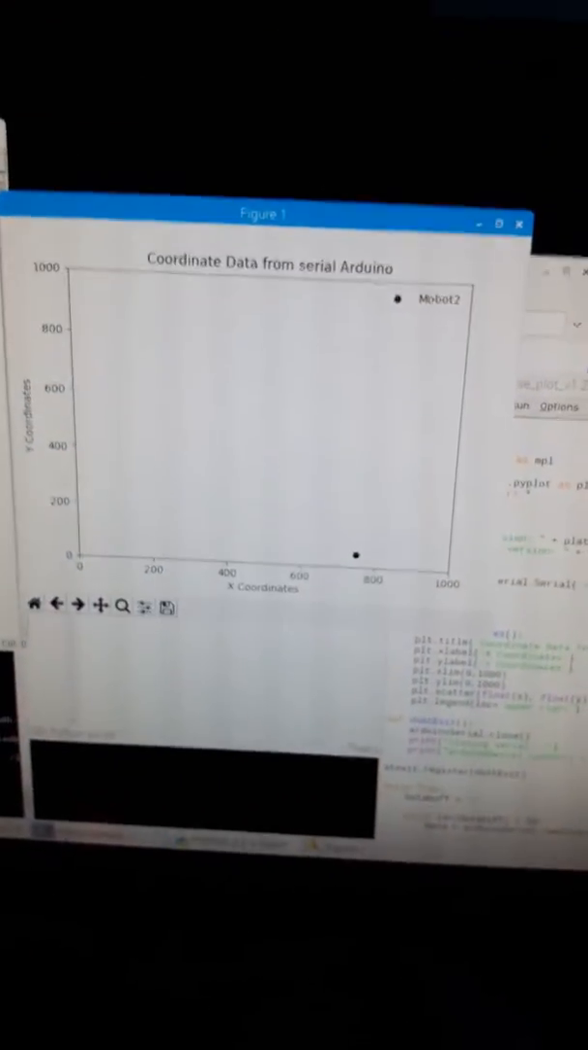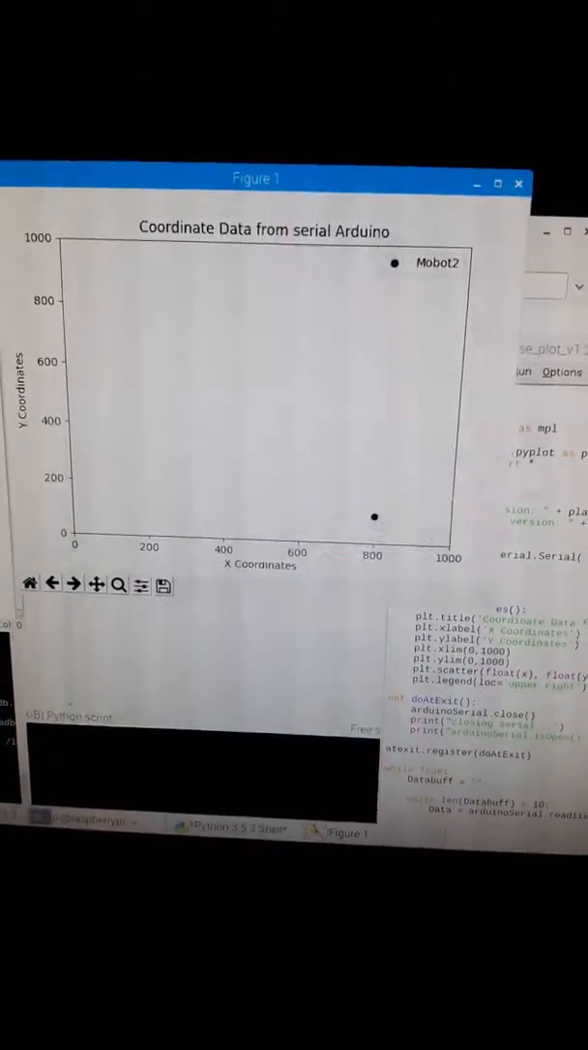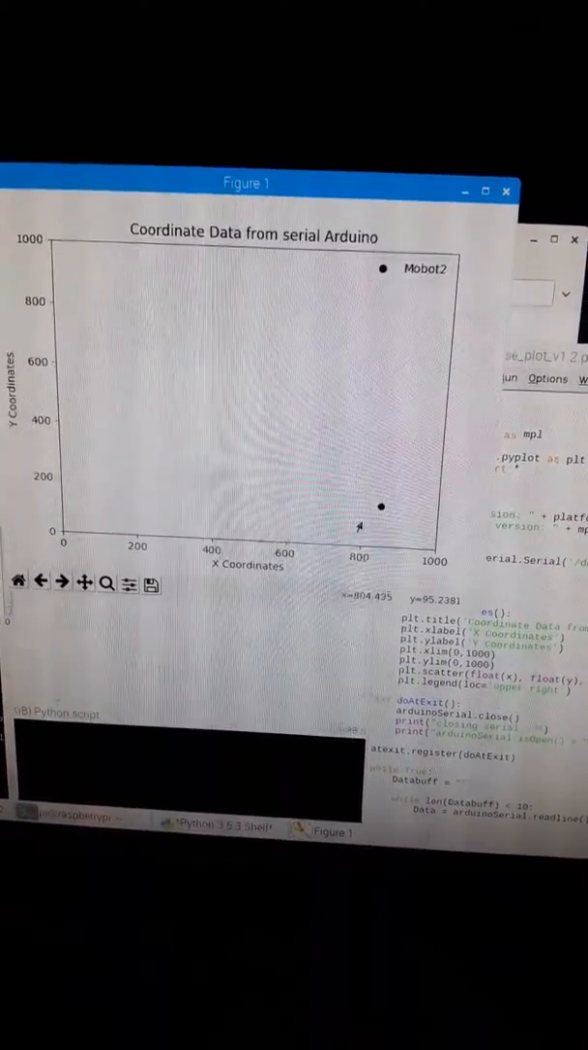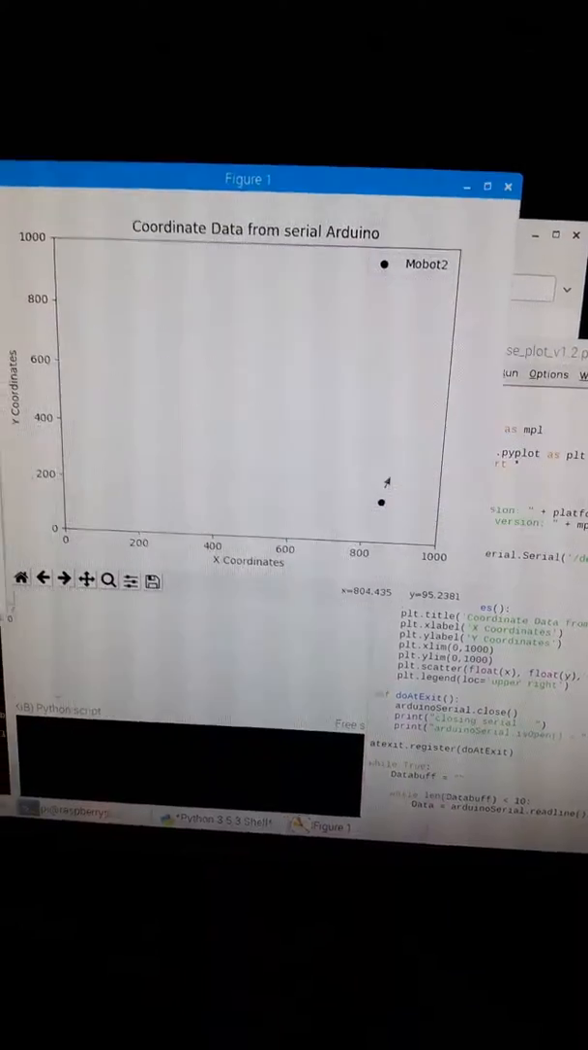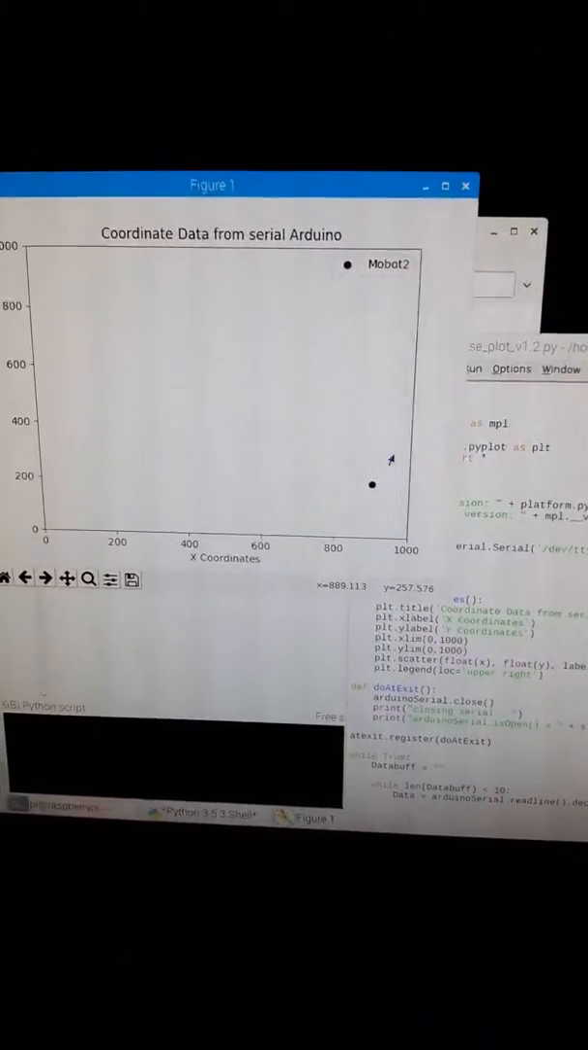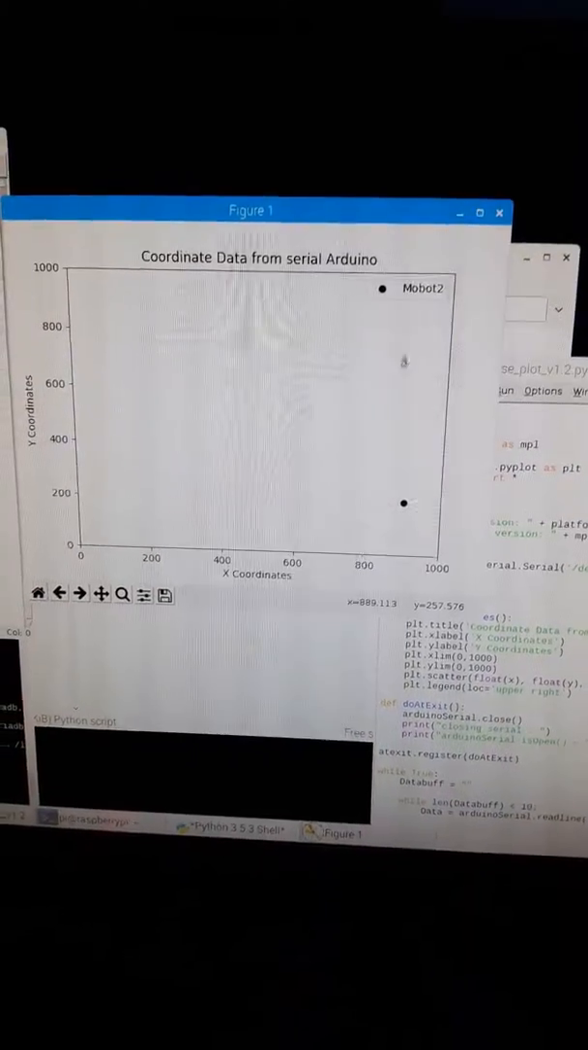And this is also plotting it onto a Matplotlib plot that is moving the coordinate that is specified by the remote Arduino that's connected to the PC. That's plotting it on this figure.